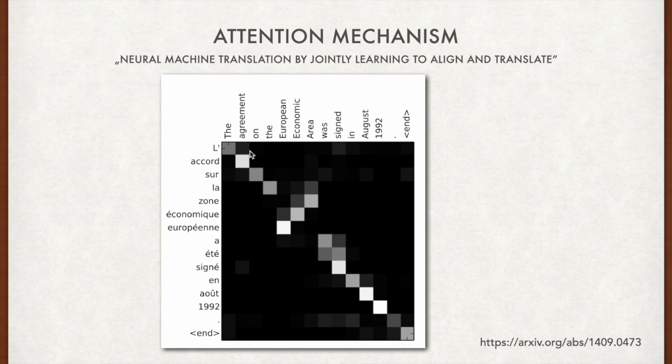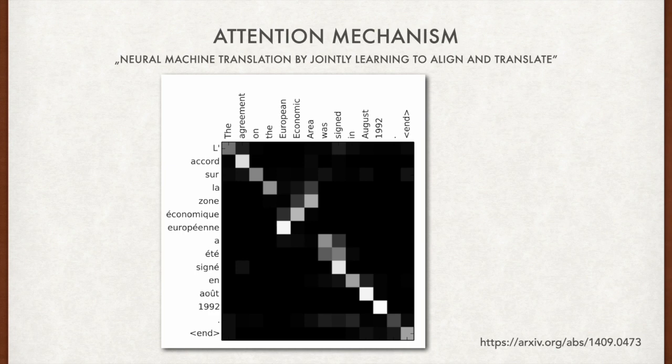For instance, from the perspective of the second token in French, the attention weight related to the word agreement is really high and probably close to 1. However, for instance, the token August is completely unrelated. The value of the attention weight is close to 0. We can see that the French translation of the phrase European Economic Area changes the order of words, and this can be spotted easily using the attention matrix.